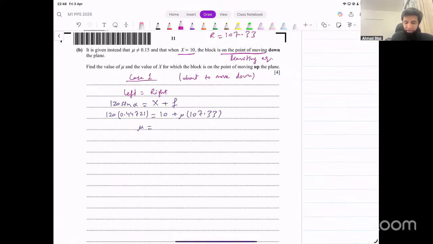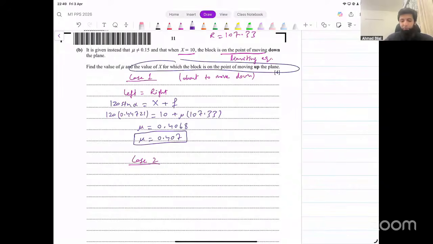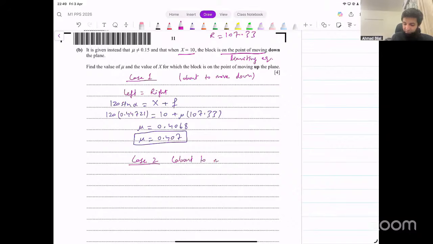Once we have that value for mu, now mu represents coefficient of friction. So that's not going to change anymore, right? 0.4068, and then you round it off to 0.407. That's your final answer for mu. Now they're saying find the value of x for which the block is on the point of moving up the plane. So now the second case is it's just about to move in the upwards direction.